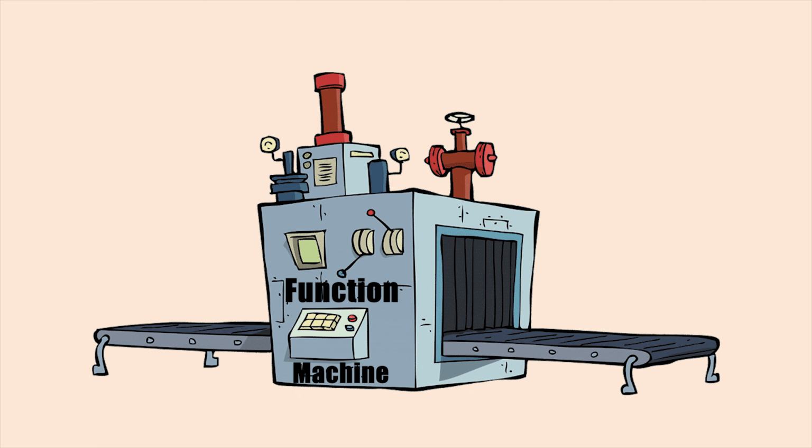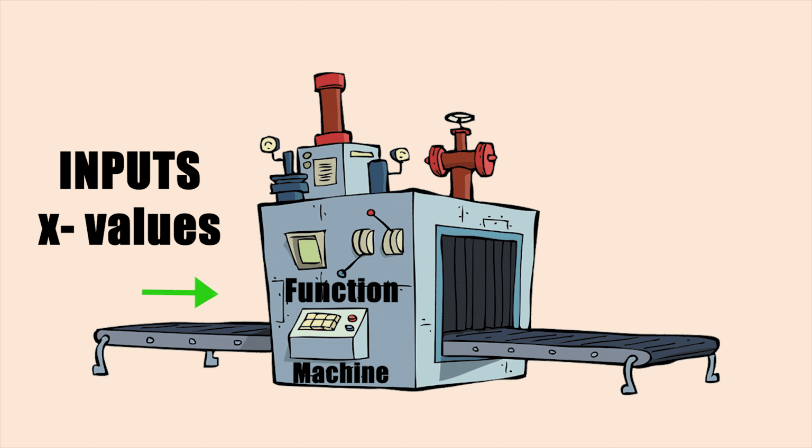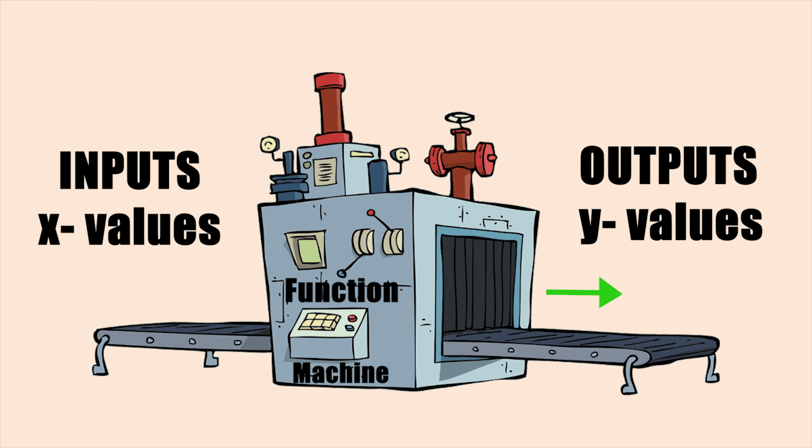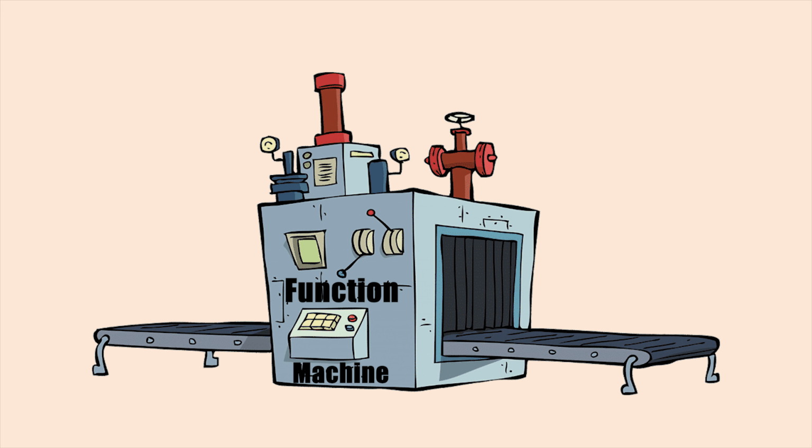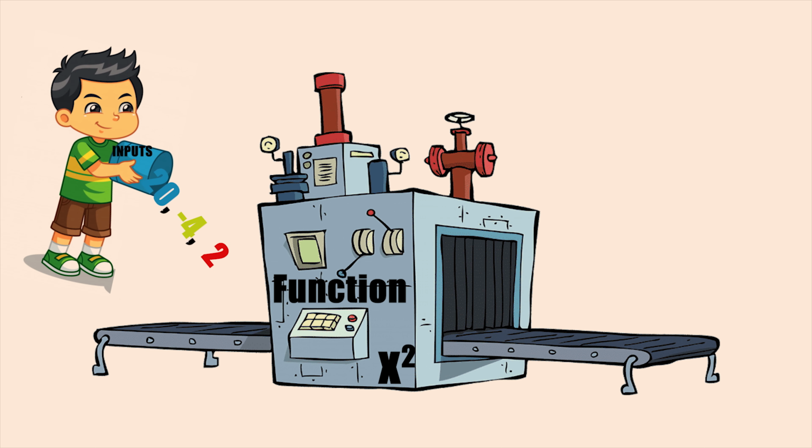Let's think of what a function is. Essentially, a function is a machine that takes in inputs, or x values, and spits out some outputs, or y values. For example, if our machine was called x squared, then I can input x values such as 2, minus 4, and 20, and it will produce outputs of 4, 16, and 400.